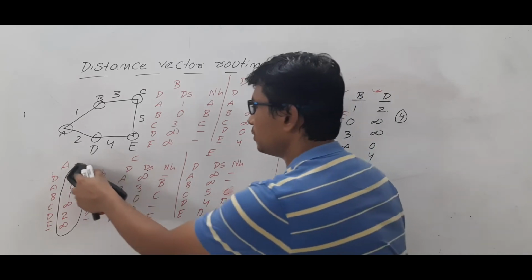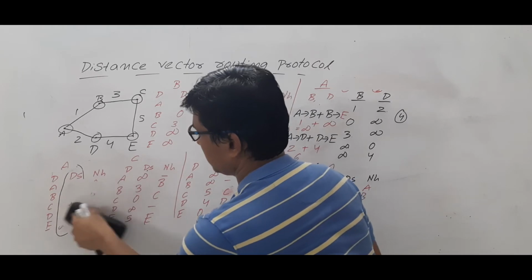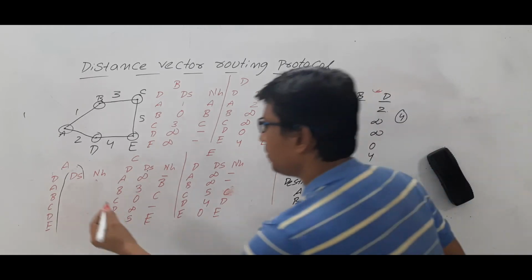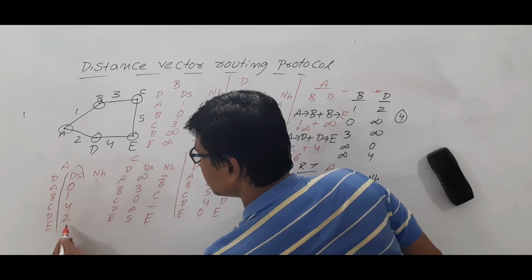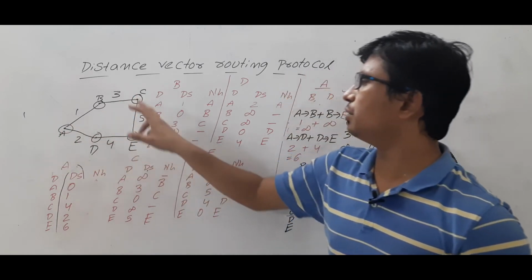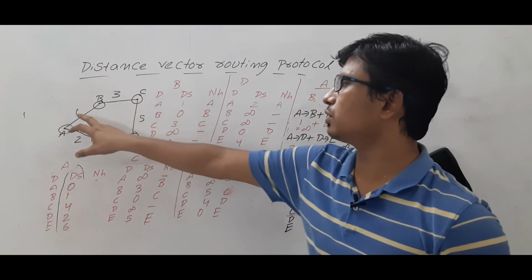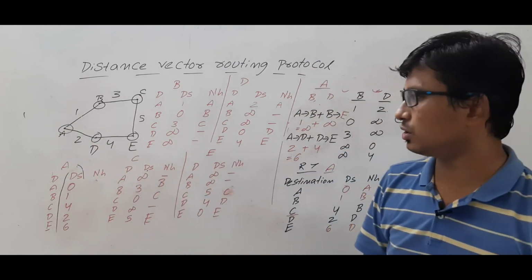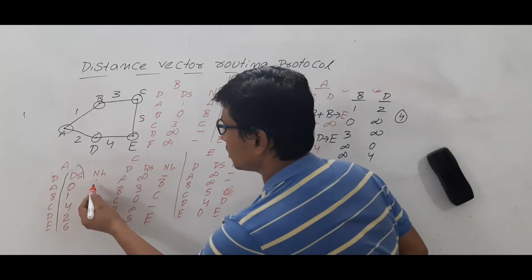Means after the first round, the information will be updated as 0, 1, 4, 2, 6. Previously, initially you didn't know the A to C distance, which was infinity. But now you understood that A to C can go via B and the distance is 4. Similarly, A to E distance you did not know. Now you got the distance as 6 via D. Are you able to understand it or not?